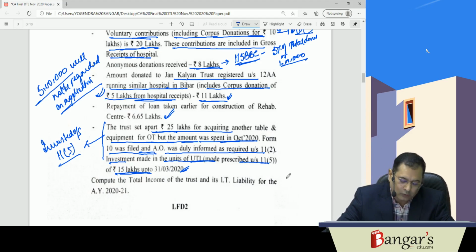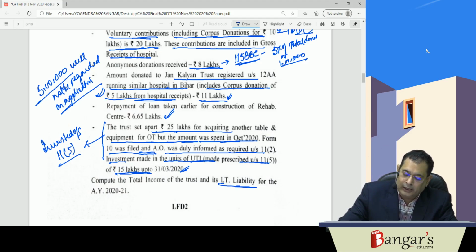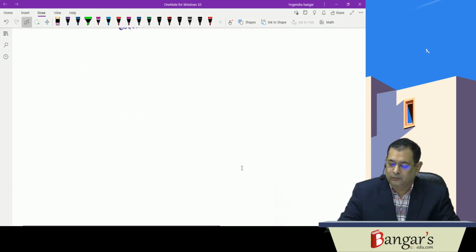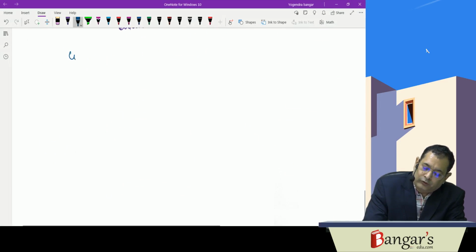They are asking you to compute the total income of trust and its IT liability for the assessment year 2021. So here we are required to compute what? Computation of total income.